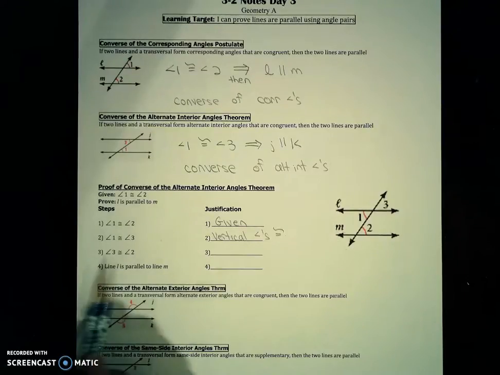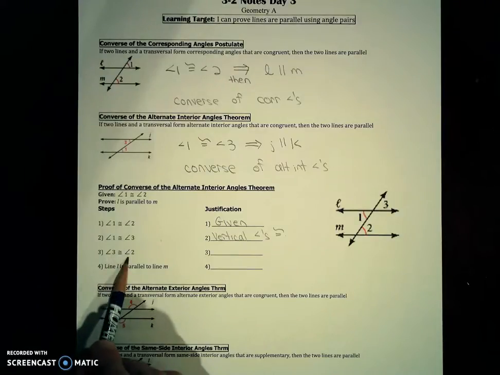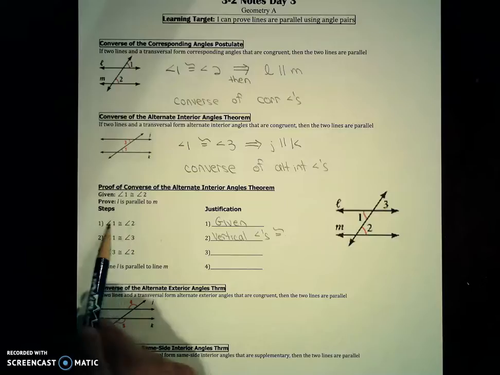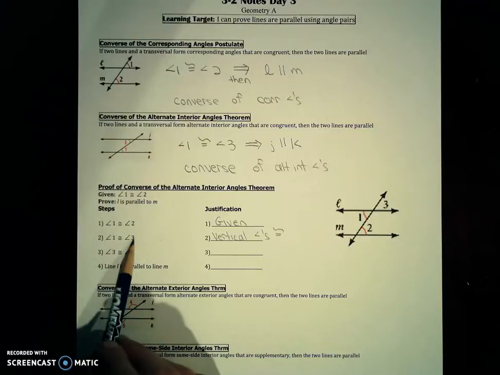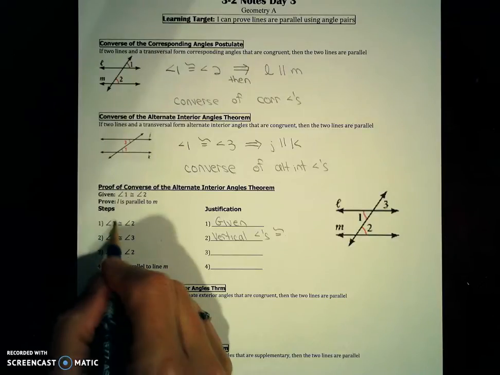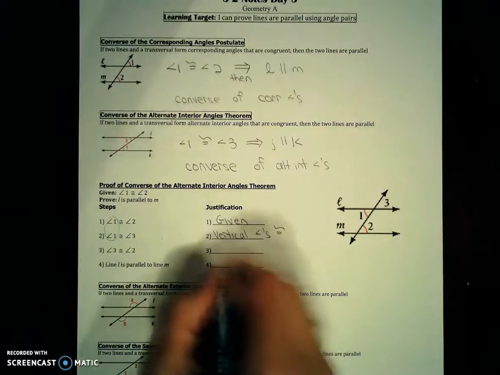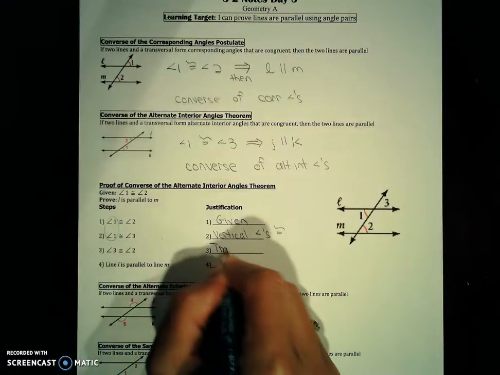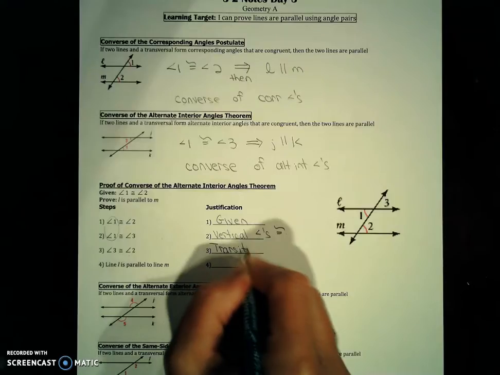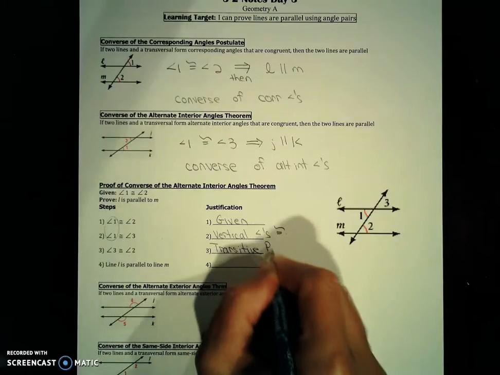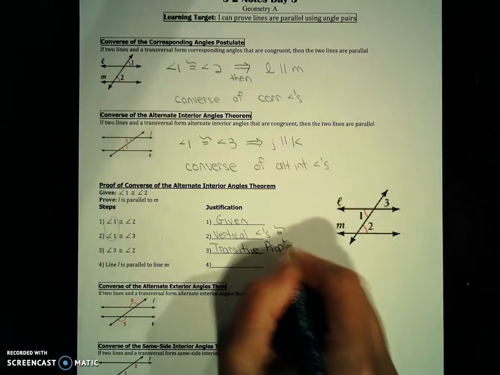And then finally, we can put angle 3 is congruent to angle 2. Now we have to think about what property allows us to do that. Well, if you notice, 1 is congruent to 2, 1 is also congruent to 3, so we kind of have that go-between in here, and that is called the transitive property of, in this case, congruence.